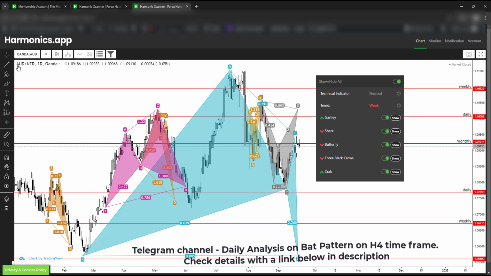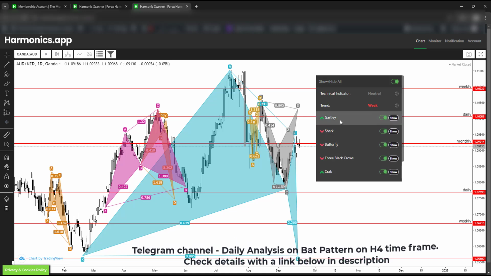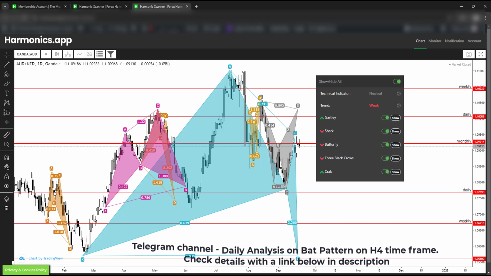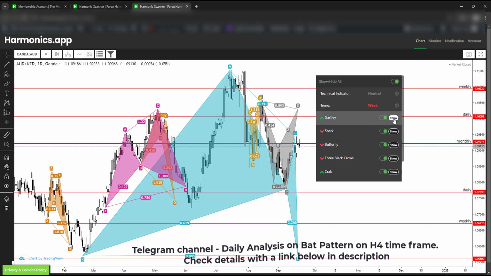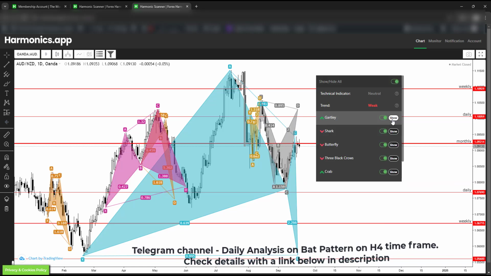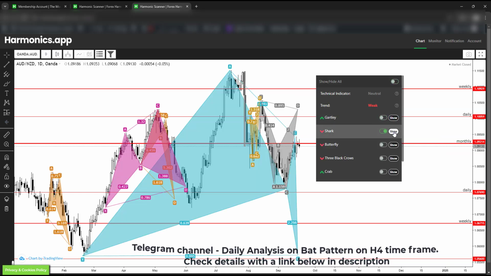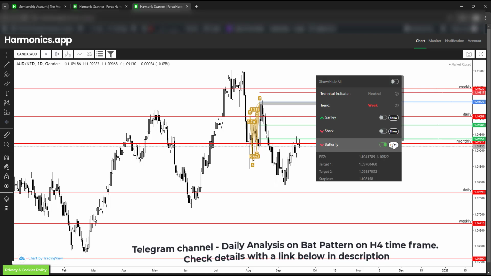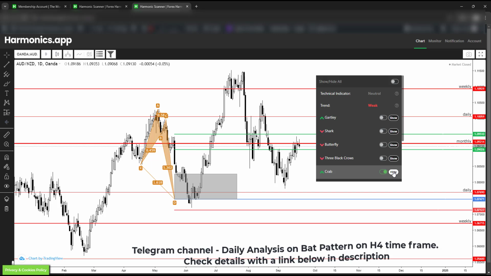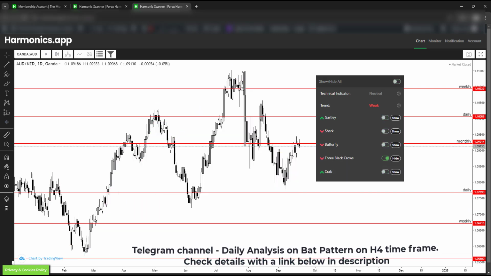So for this symbol, Australian dollar against New Zealand dollar, you get the list of all patterns that have been formed, and you have a different color for each of these patterns. So for example, if you would like to show only the Gartley, which is shown with the blue color, then you can also show or hide this one. Then you have a shark, which has been formed with a gray color. Then you have a butterfly, which is some kind of yellow. Then you have a crab, which is orange, and then you have three black crows, which is also gray. You can see that here, right?